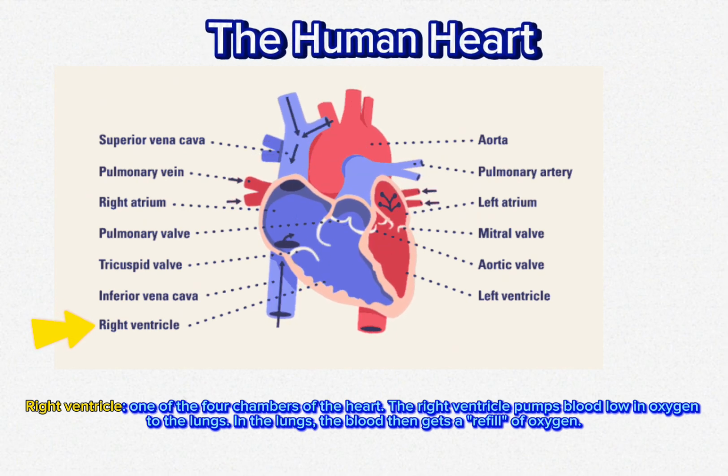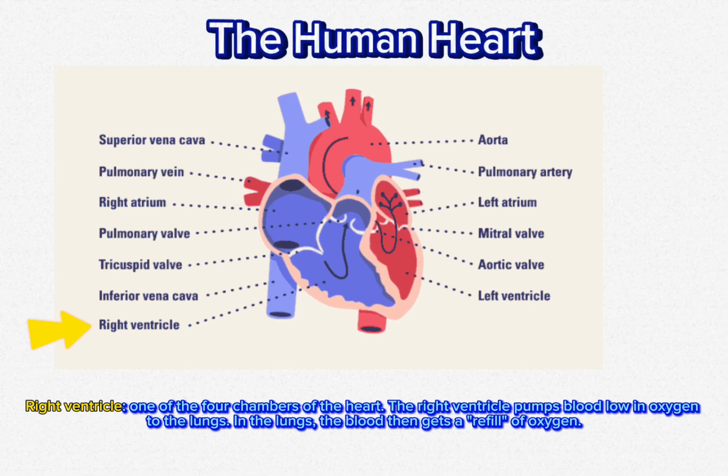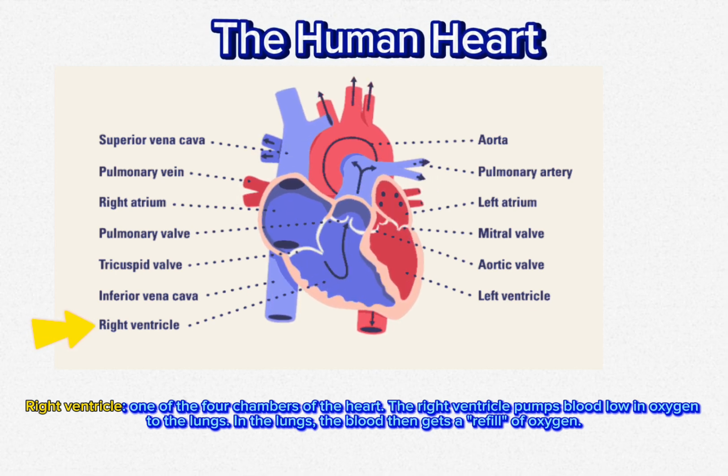The right ventricle pumps blood low in oxygen to the lungs. In the lungs, the blood then gets a refill of oxygen.